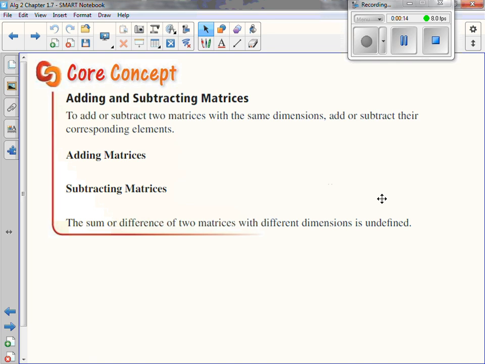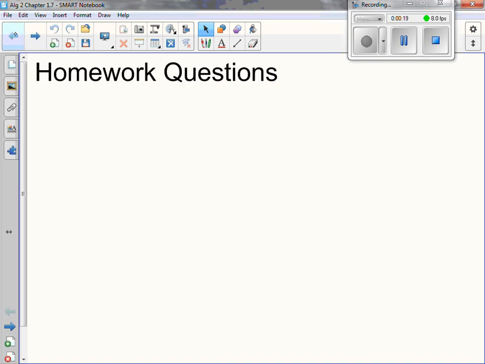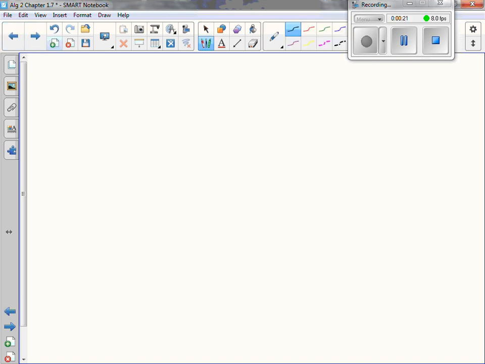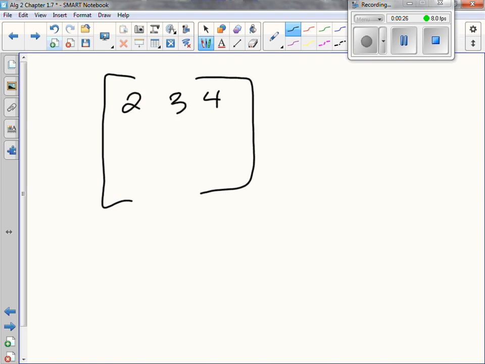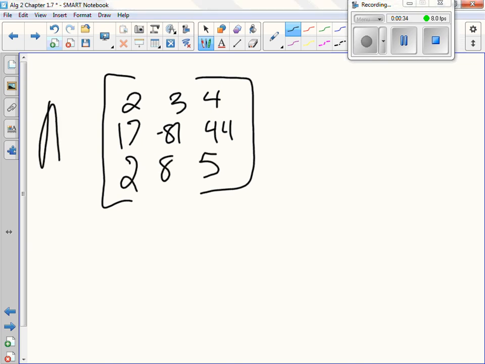So a matrix, this isn't in your notes. I'm going to call this matrix A. So matrix A, we talked about yesterday, has dimensions, yes? Rows by columns. So this here is a what? 3 by 3.